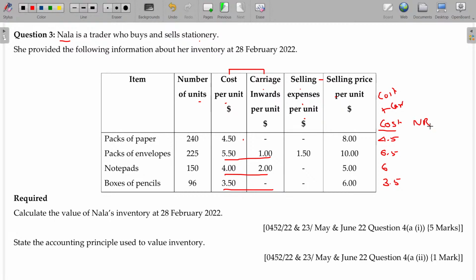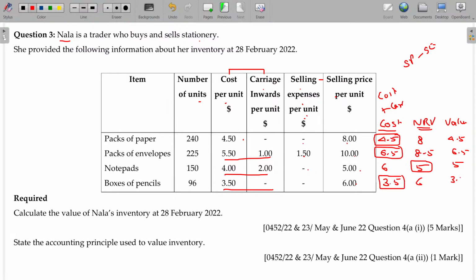But what about the NRV? NRV is nothing but the selling price per unit subtracted with the selling expenses per unit. 8 rupees minus 0, 8 rupees. 10 minus 1.5, 8 rupees 50. 5 remains 5, 6 remains 6. Then what about the value? Between these two, the lower will be taken: 4.5. Between these two, the lower will be taken: 6.5. Between these two, the lower will be taken: 5. Between these two, the lower will be taken: 3.5.